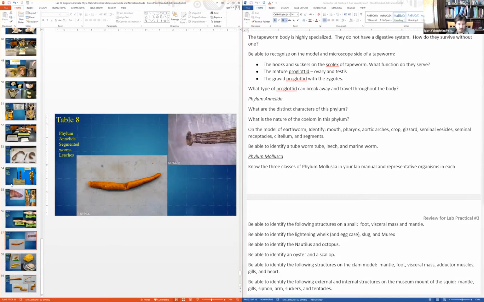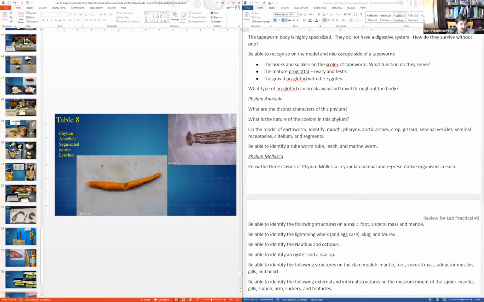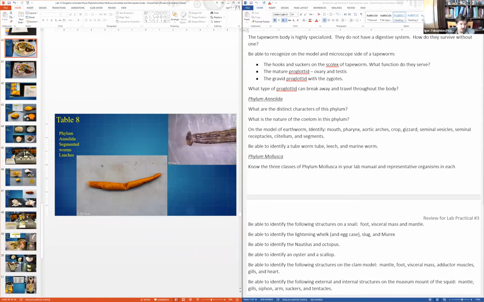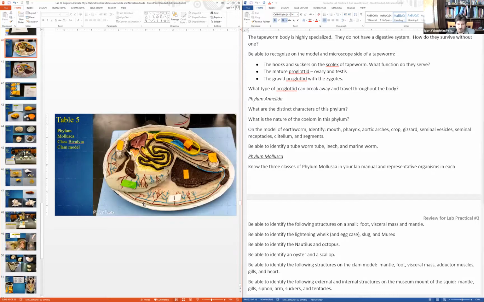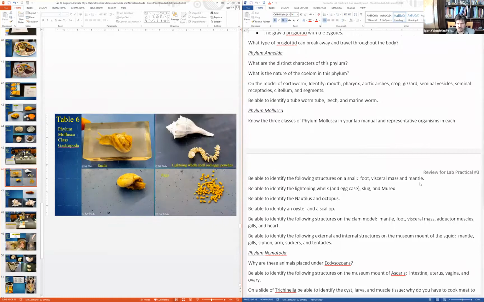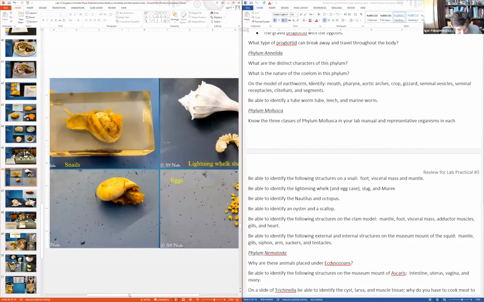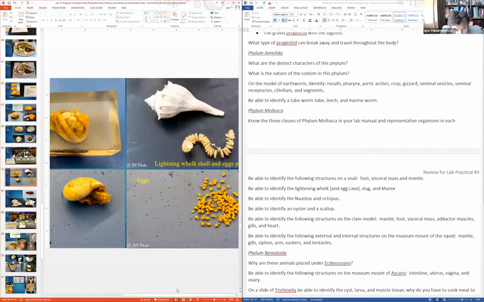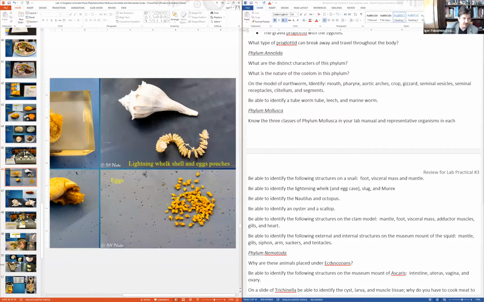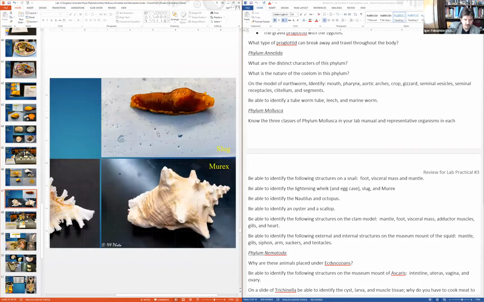All right, mollusks. We'll go over the bivalves. On the snail, we don't have a preserved open specimen or model, so you don't have to worry about the visceral mass and mantle. Be able to recognize the head, the foot, and the shell. Be able to identify the lightning whelk, the official state mollusk of Texas, this guy. Then there are the slug and the murex, relatively easy.